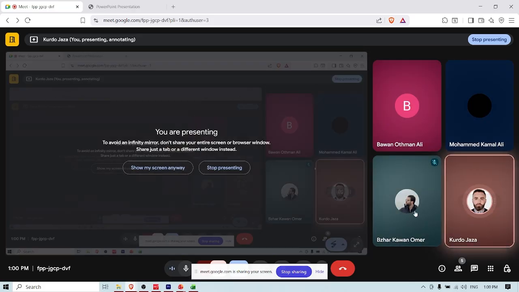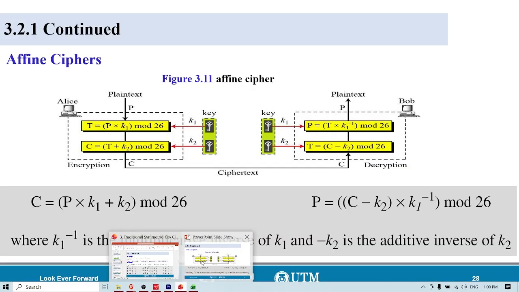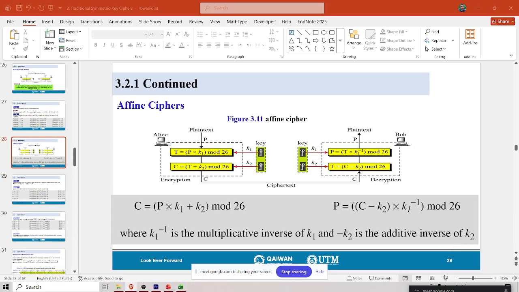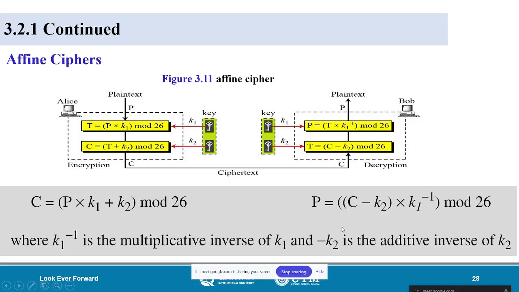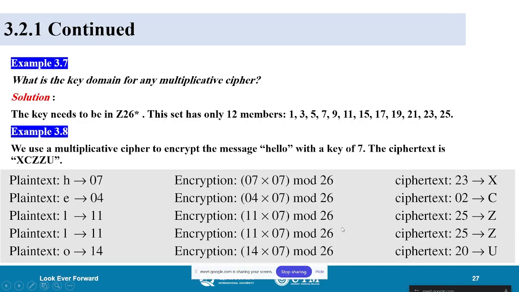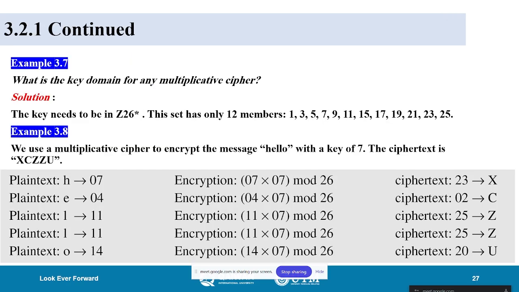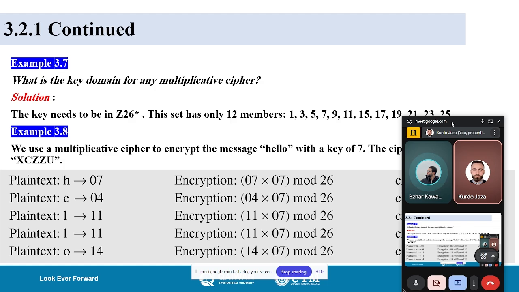Okay, we will start from the affine cipher at 10:13. Okay, affine ciphers. Now we talked about the multiplicative cipher, and we said that in order to know the key domain for any multiplicative cipher, in this example, Z26 asterisk, it would be these 12 numbers.